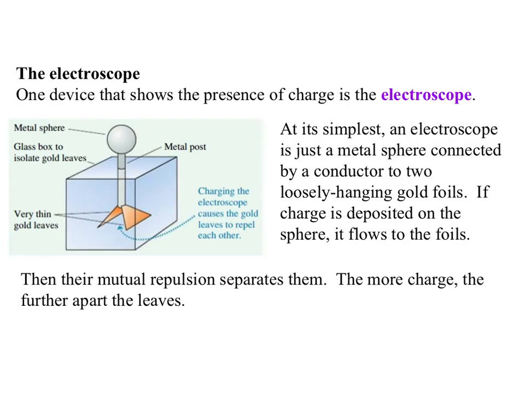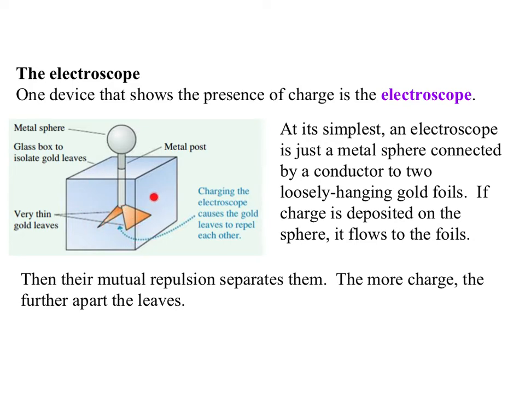A useful device that shows the presence of charge is something called the electroscope, meaning a thing that sees electricity. It doesn't do either of those things, but that's what we call it. It's made of a metal sphere connected to a metal post that is then connected to very thin hanging gold leaves. For some reason, physicists like precious metals and rare stones. So gold is very famous with it a lot.